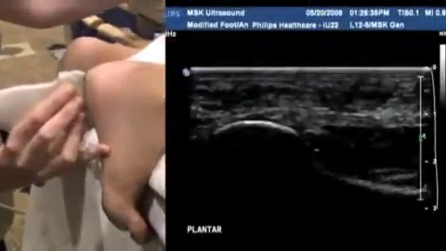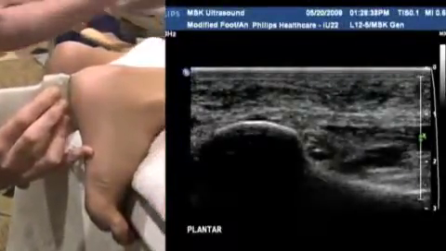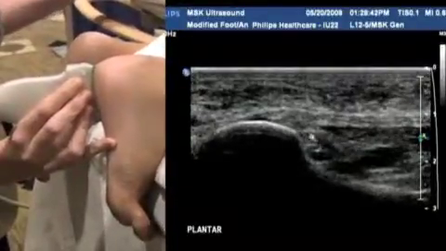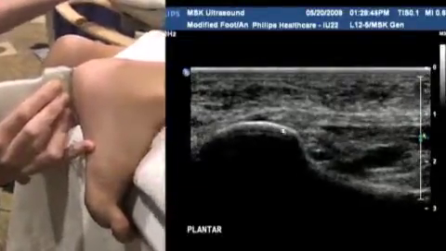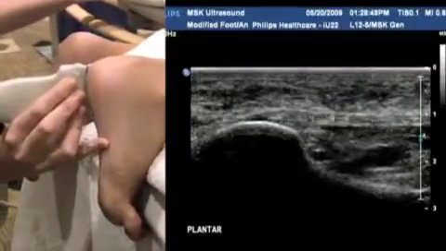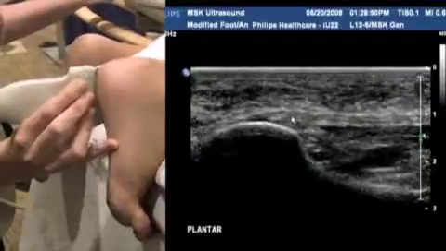I'm going to ask our patient just to curl her toes underneath and stretch out the bottom of her foot. I'm going to look at the plantar fascia. So you can see here the calcaneus, the heel pad above, and the medial insertion of the plantar fascia here.